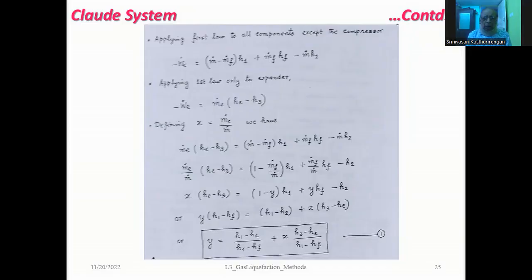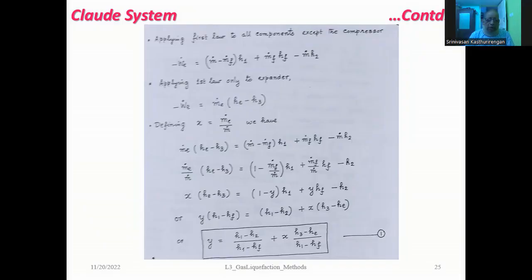Now you can apply the first law only to the expander. Then you can write minus W dot E is equal to ME dot into HE minus H3. What is ME dot? ME dot is the actual mass flow rate that is entering the expander. At the expander, the enthalpy changes from H3 to HE. So therefore, minus W dot E is equal to ME dot into H3 minus HE.